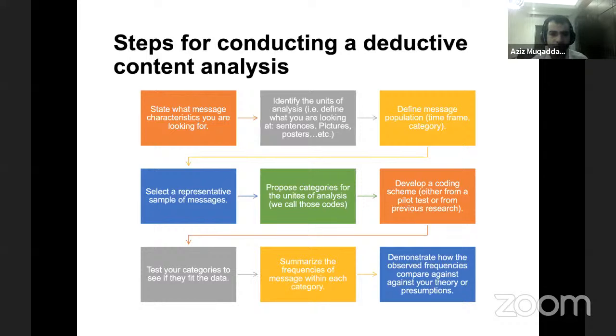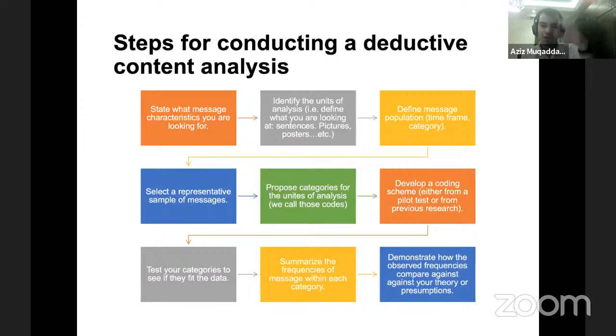I think we covered already the first two or three steps. You state what message characteristics you're looking for. Are you looking at the tone of the message, or a message element, either a visual element or a specific textual element? Do they have women in the picture, or, for example, what's the size of the text? Or the tone: did the speech have a negative, positive, optimistic or pessimistic tone?